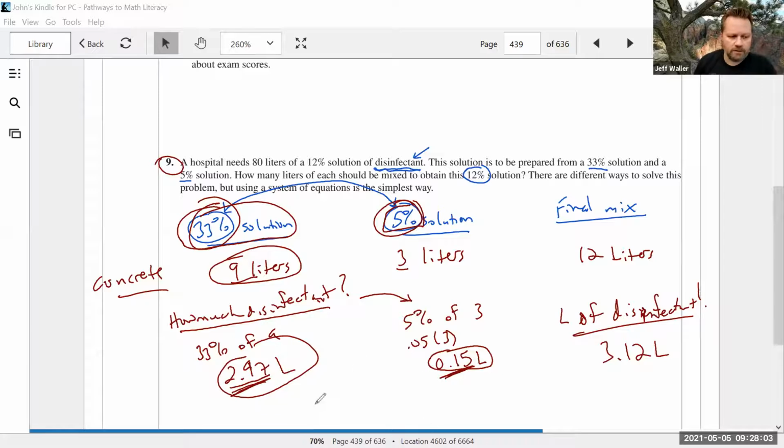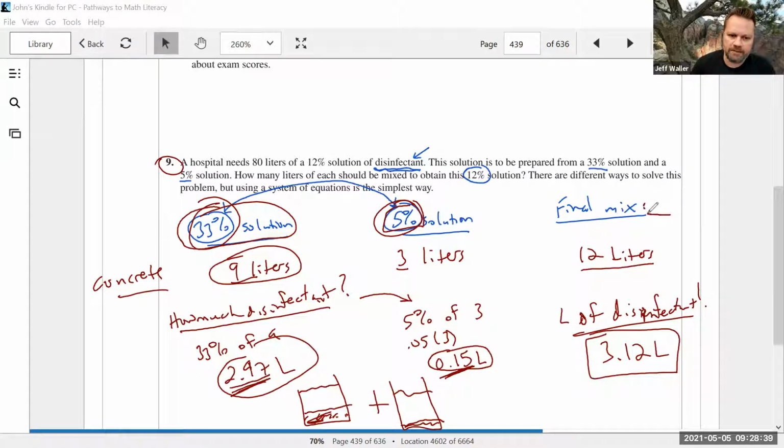Can you see this in your mind? So I have this 33% solution, so 33% of this is disinfectant. You see there, there's the disinfectant at the bottom of the little beaker, right? I got a little beaker of this stuff, and then I add it to a 5% solution, so there's a little bit of disinfectant from the 5% solution. Are you guys with me? So I have 2.97 liters in here and 0.15 liters of disinfectant in there. So how much am I going to have at the end? 3.12.